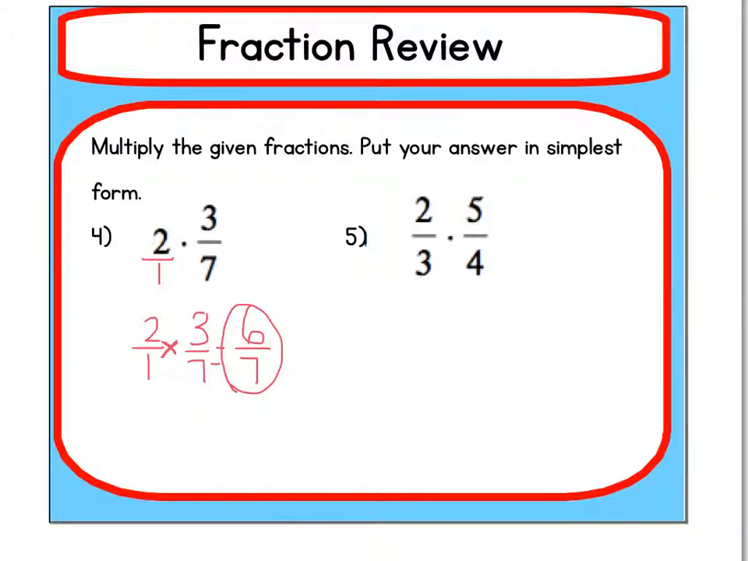On problem 5, when I look to my diagonals, I notice that there's something that goes into 2 and into 4, and that's 2. 2 goes into 2 once, so I reduce that to 1, and 2 goes into 4 twice, so I reduce that to 2. When I look at my 3 and my 5, there's nothing that can be reduced, so I'm going to leave it as is. So top times top gives me 5, and bottom times bottom gives me 6.